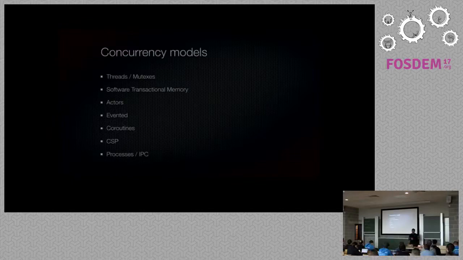Then we have evented concurrency, which is followed by Node.js or EventMachine in Ruby. Then coroutines. Python has coroutines, which is one way to do concurrency, and we have CSP, which is also a very old style of concurrency. The paper was written about 20 years back, and it was followed by languages like Golang. And we have processes and IPC, so we can run our programs as processes and still achieve concurrency.